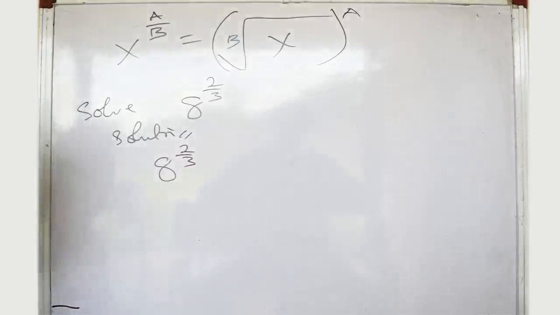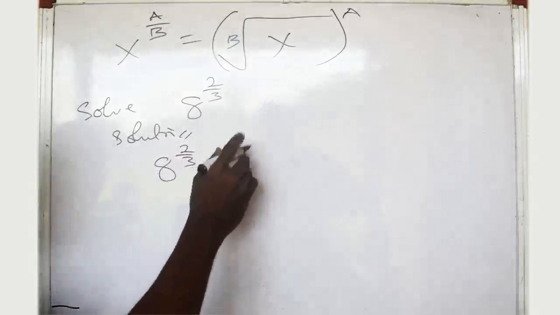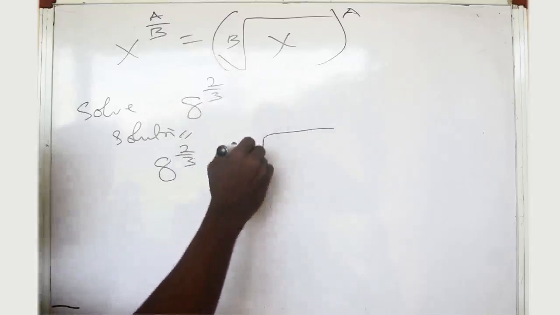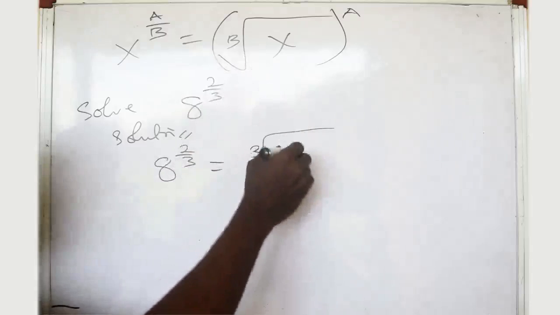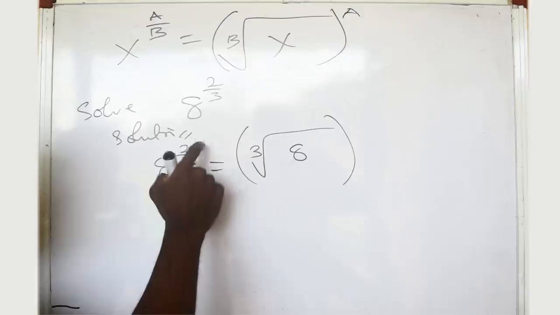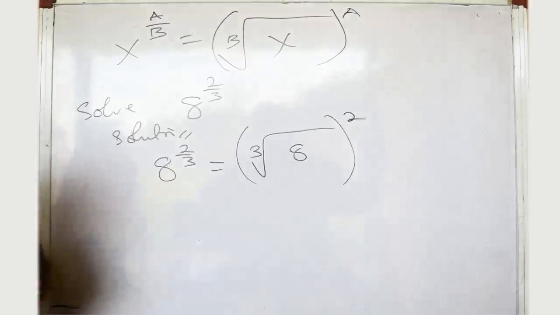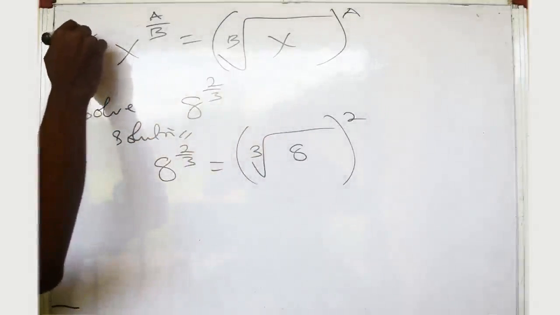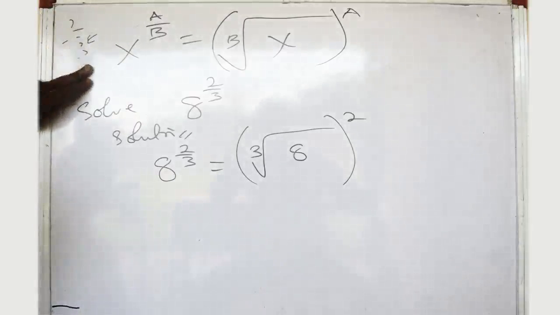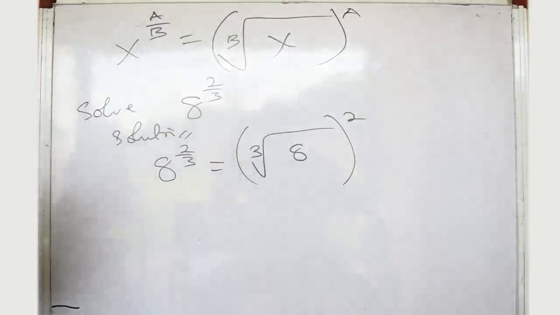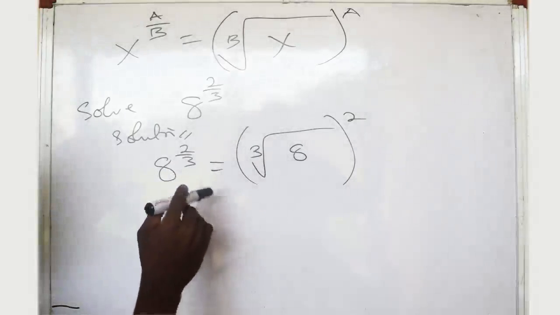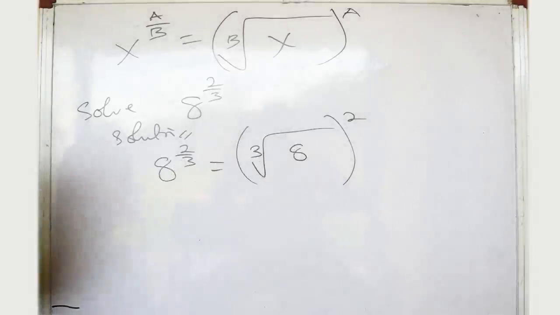The solution to this, 8 raised to power 2 over 3, is nothing but, if you apply this technique here, you first of all put the root sign. Your 3 is the same thing as b, then 8 is x. You put brackets and you surround it with 2 to be the power. So the numerator here is 2 and this 3 is the denominator. When you have a fractional power, the root side becomes the denominator, and the power side becomes the numerator.